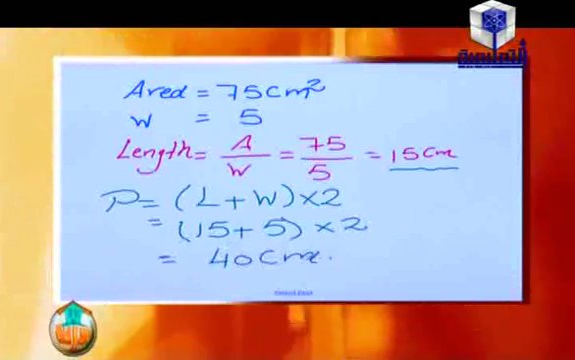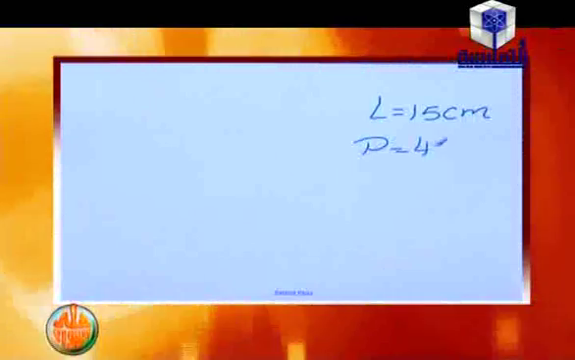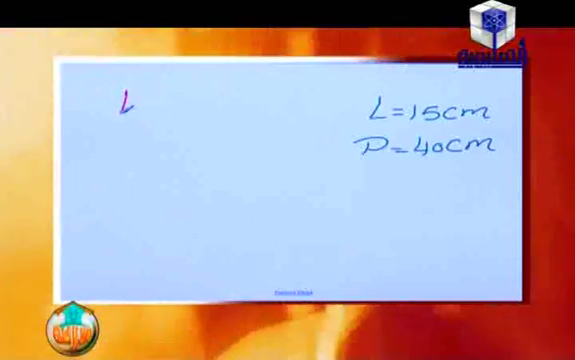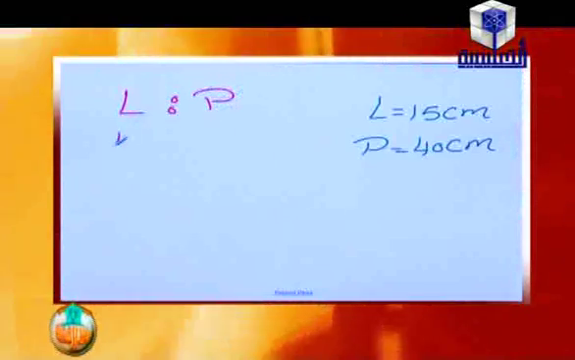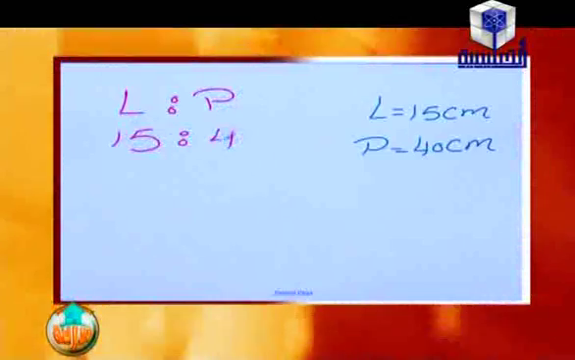centimeters. He asked about the ratio between the length and the perimeter. We have the length, which we found to be 15 centimeters, and the perimeter of the rectangle, 40 centimeters, and you find the ratio between them in the simplest form. We just write here length to perimeter: length equals 15, perimeter equals 40.